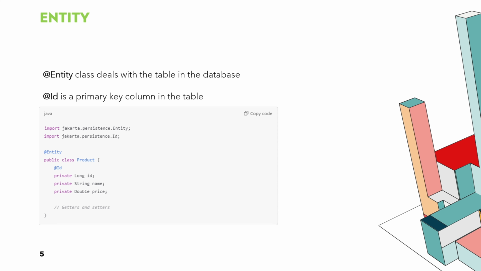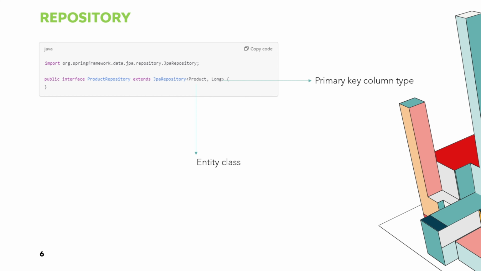So this is the sample product entity. I have created a class annotated with @Entity and @Id for the primary key column. This is an entity, it will deal with the product table in the database. And we are going to develop a product repository which extends JpaRepository. I'm using the entity Product and the primary key column type as Long.